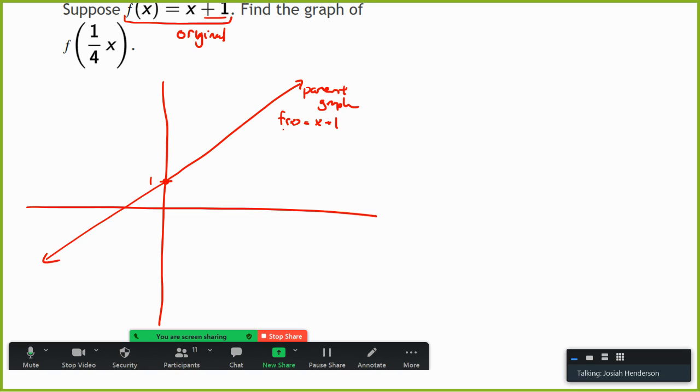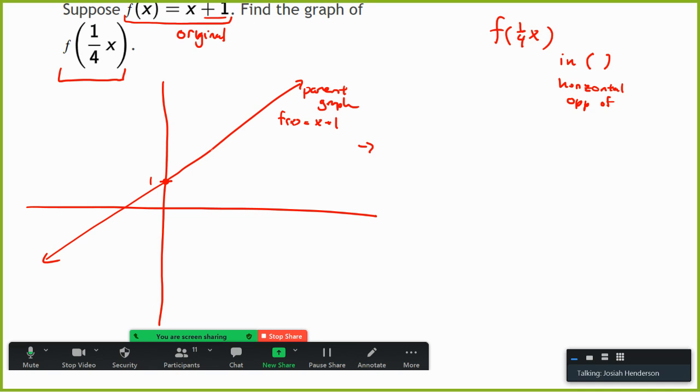Now, we're going to warp it. We're going to do a stretch or compression based on this rule here. This is saying it's in the parentheses, 1/4 times x. So we see that it's in the parentheses. So that means it's horizontal, and we're going to be doing the opposite of what it looks like. So instead of everything being stretched outwards or smashed inwards 1/4, it's actually going to be times 4.